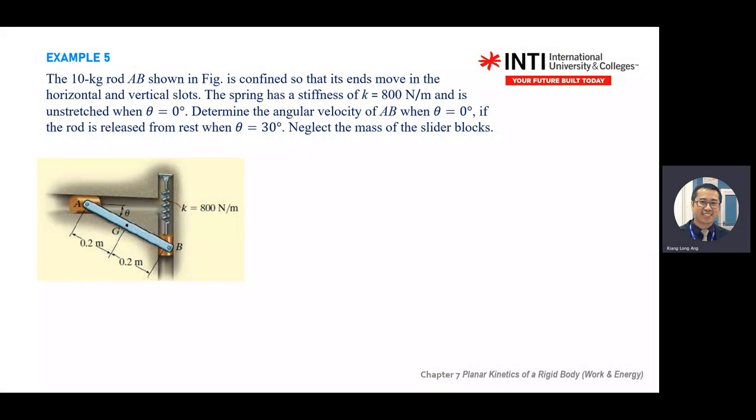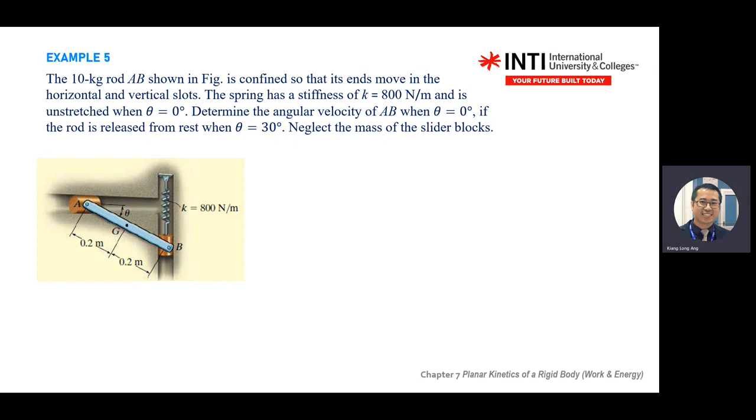So let's look at example five. In example five, you have a complex system with a spring, a rod, two objects A and B, a point G, and an angle. You are given the mass of rod AB, confined at both ends, one horizontal, one vertical. The spring has a given stiffness and is unstretched when theta is zero. Unstretched means when the rod is horizontal.